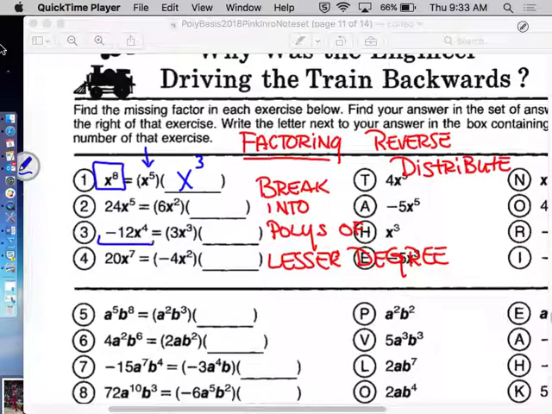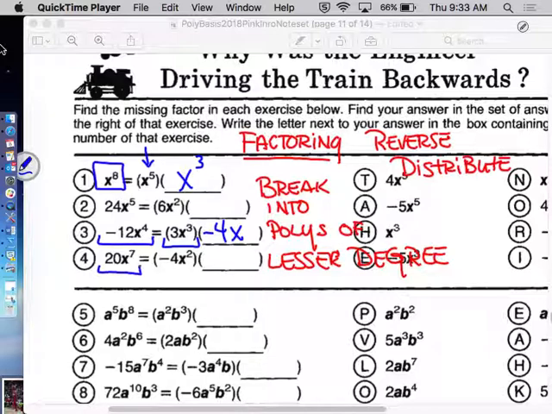Looking at something like problem number 3. Coefficient of negative 12, variable x raised to the power of 4. If I factor out or reverse distribute 3x cubed, I would need to multiply by negative 4. Negative 4 times positive 3 is going to give me the coefficient piece, and then I would need to multiply by an x to the first so that I get the original monomial right back.